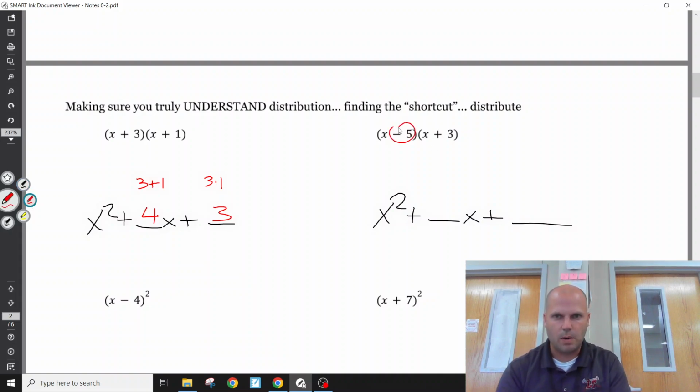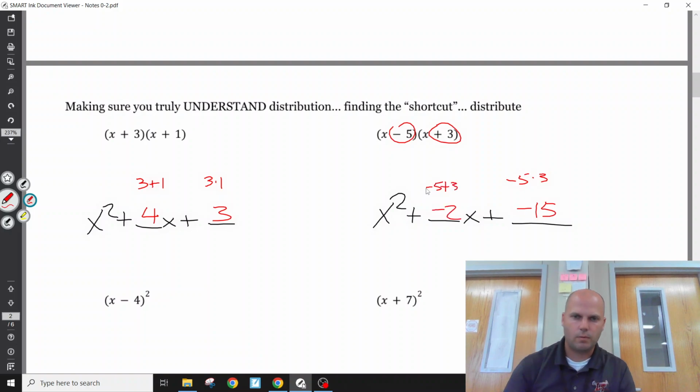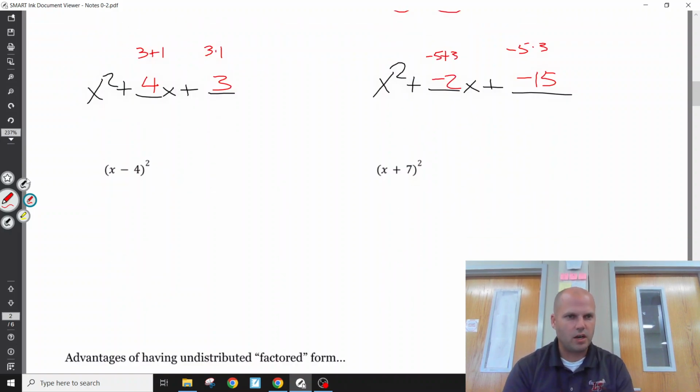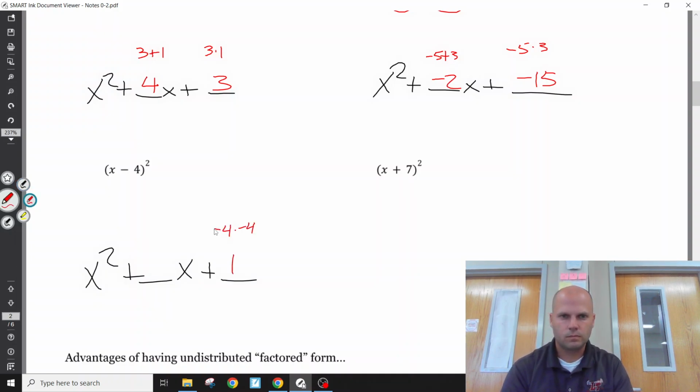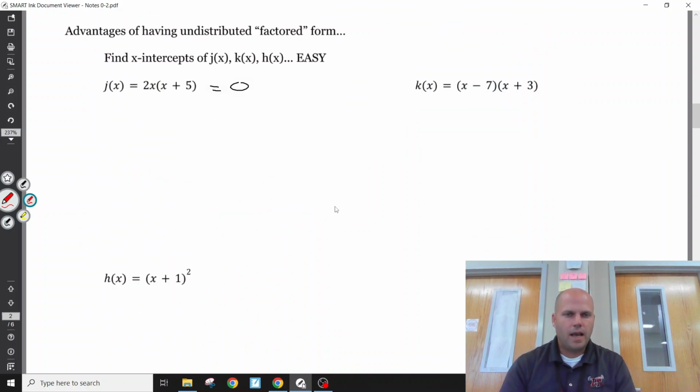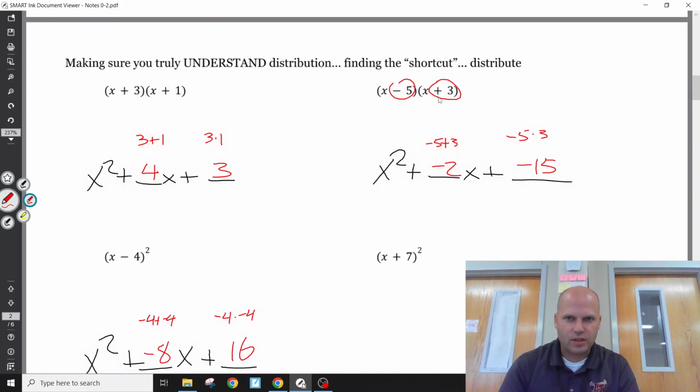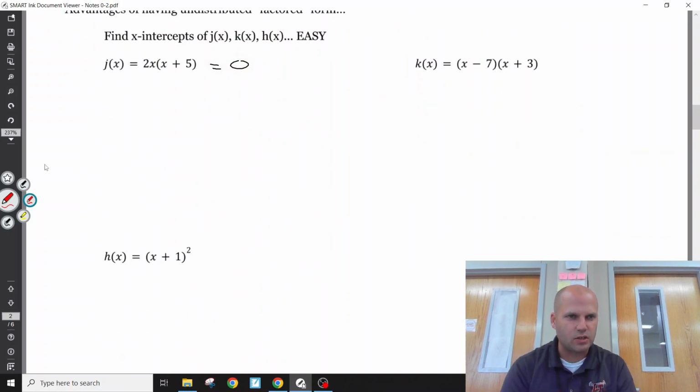It's all about these two numbers that will determine our last term, negative 5 times 3, our middle term, negative 5 plus 3, and we're good. Okay? Same thing here. We're just going to have negative 4 twice, negative 4 times negative 4, negative 4 plus negative 4, and that's the same deal, so we'll skip it. Okay? And the advantage of having things in factored form is because it's easy to find zeros.